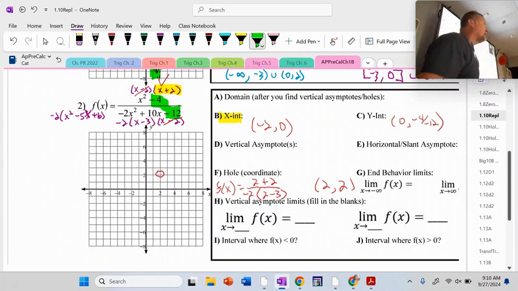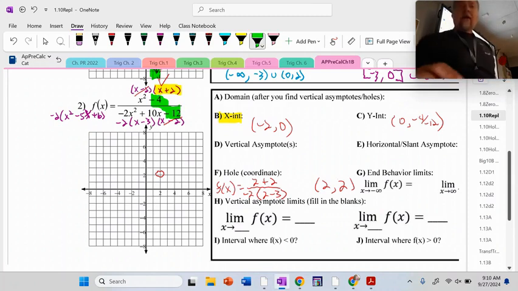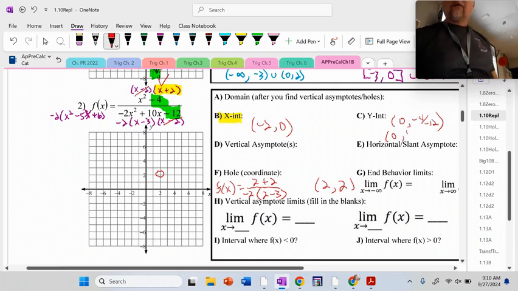Guys, the reason is, I just saw a group last hour asking how do I find the y-intercept? You plug in 0 for x. 0 squared minus 4 over 0 plus 0 minus 12. It's -4 over -12. All right? Now, you're going to want to make that 0 comma 1/3. I just want you to know where it comes from.